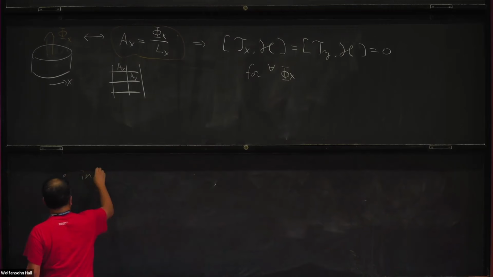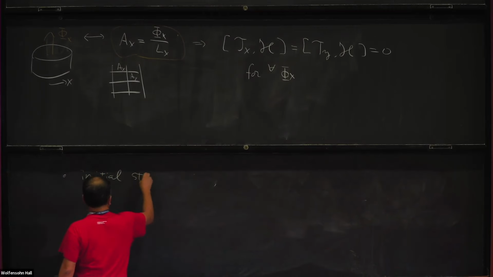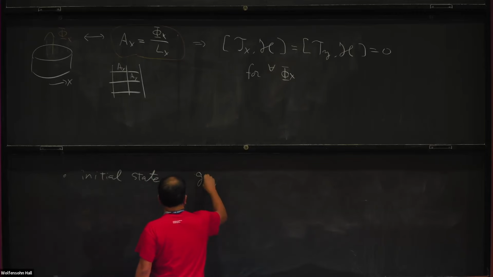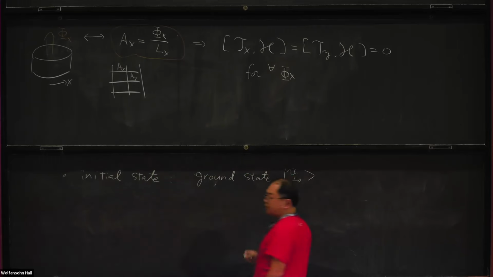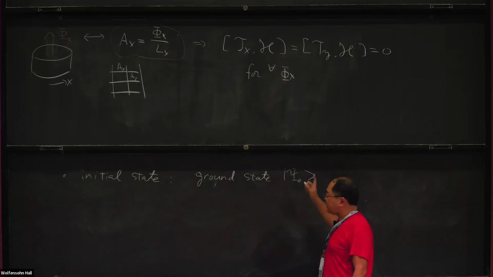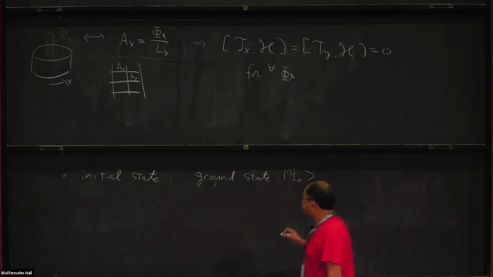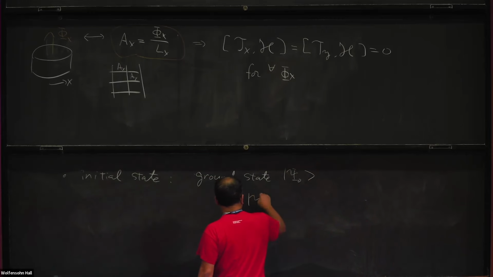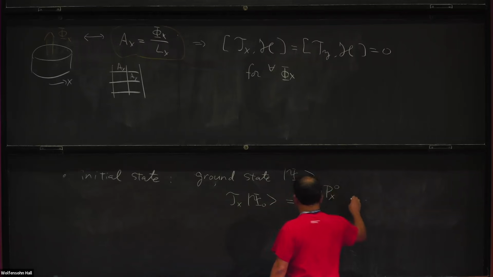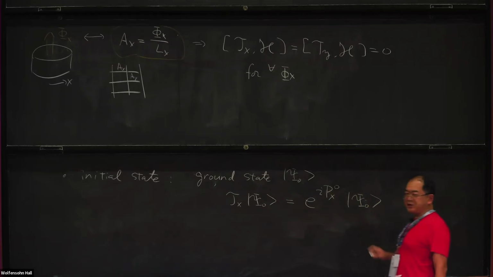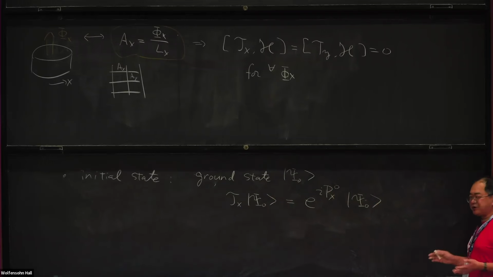So I start from initial state. I take some ground state. And because the Hamiltonian commutes with this translation operator, I can take this initial state, the ground state, also as an eigenstate of the translation operator. So this px0 is the total crystal momentum of the ground state, which is in many cases 0, but sometimes it can be pi or something.